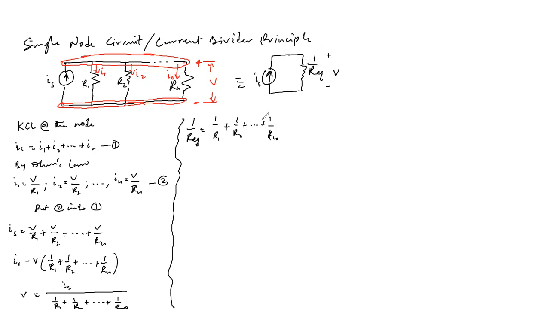1 over R equivalent, okay? So the equivalent resistance here is given by 1 over R equivalent, not R equivalent equal to the sum. Because if it was the sum, then it means they are series connected. But now that they are parallel, it is 1 over R equivalent. Note that the equivalent resistance for elements connected in parallel is 1 over R equivalent equals the sum of 1 over each resistance. So this equation can now be rewritten as V is the same as Is over 1 over R equivalent. This is our third equation.